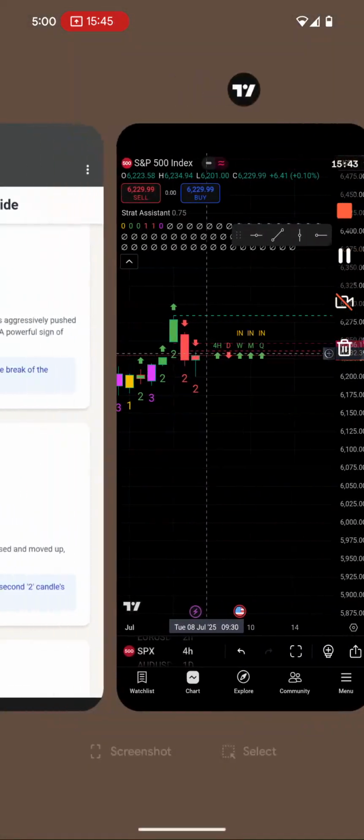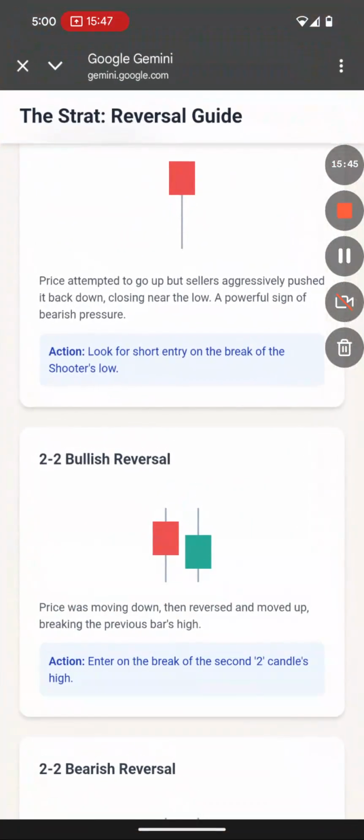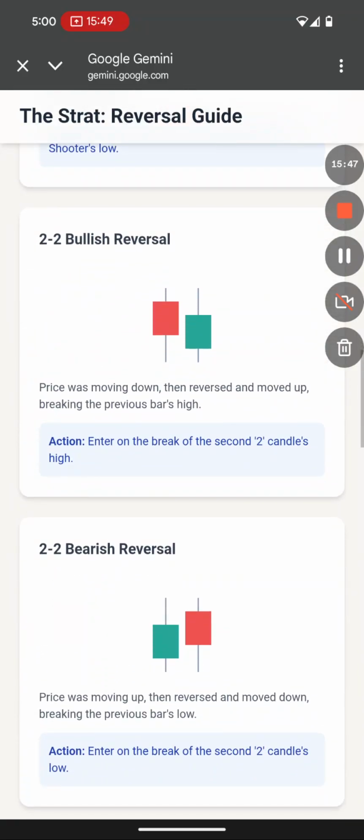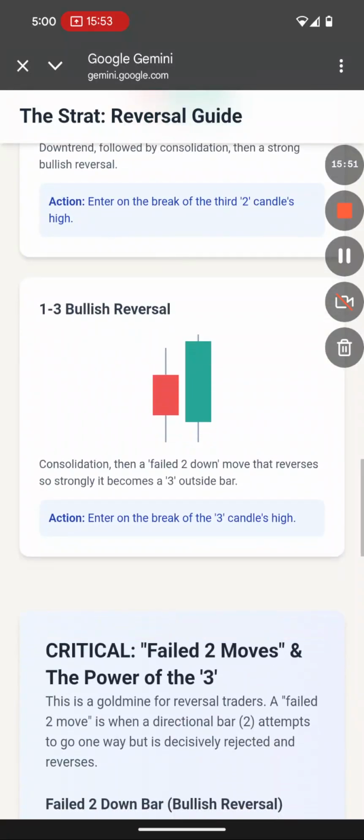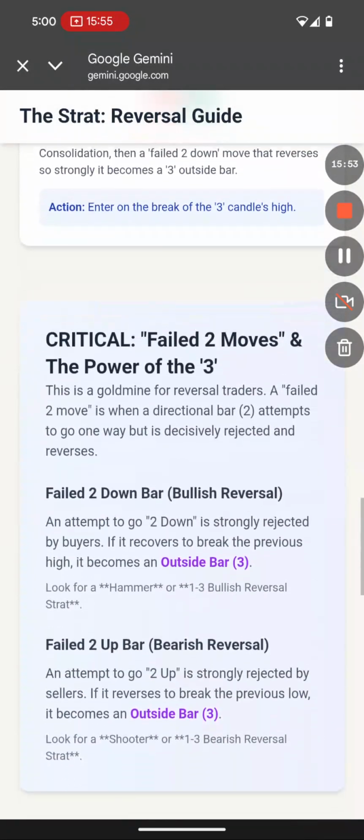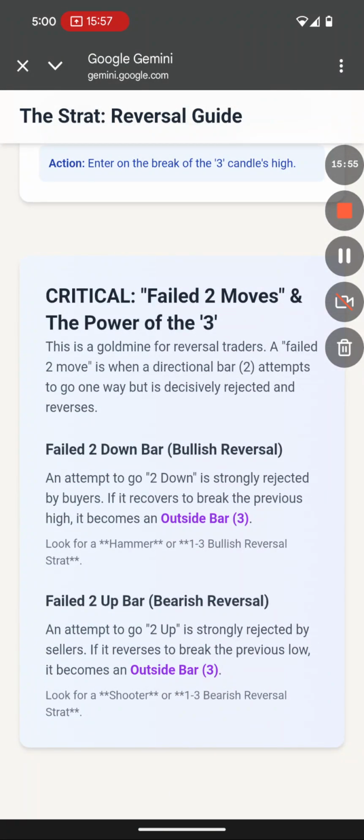Let me get back to the thing. This ain't supposed to be this long. It's just that these were kind of trash. So I think you saw how I was playing those, the actionable positions. And I told you about the failed 2 downs and the 2 ups. But look, critical: failed 2 moves and the power of the 3.